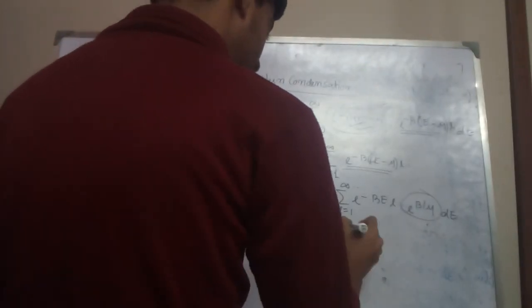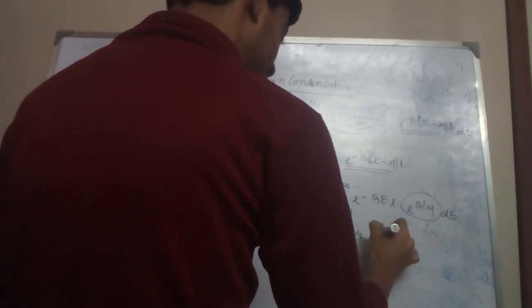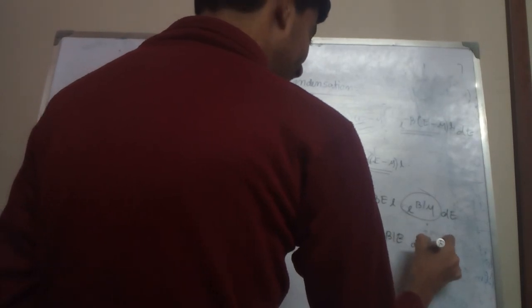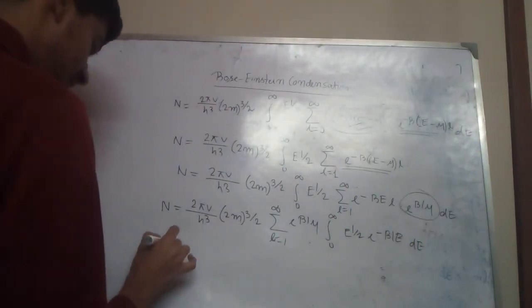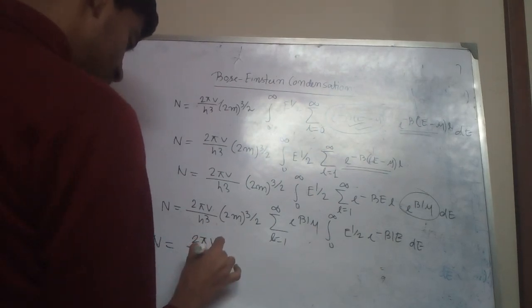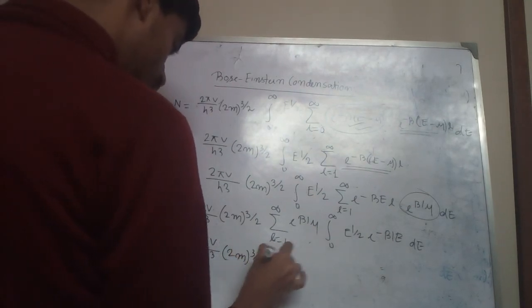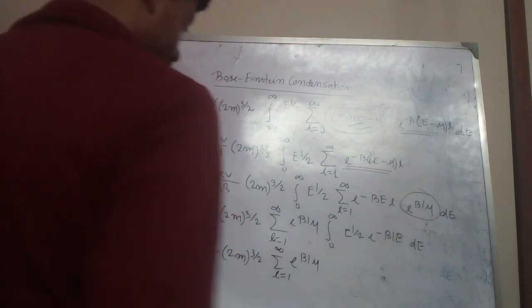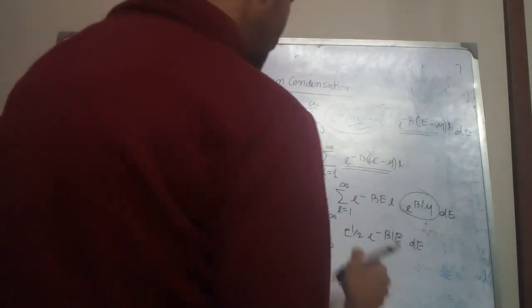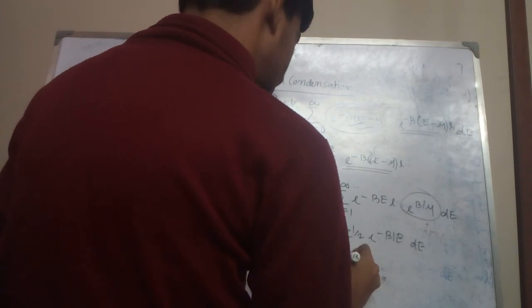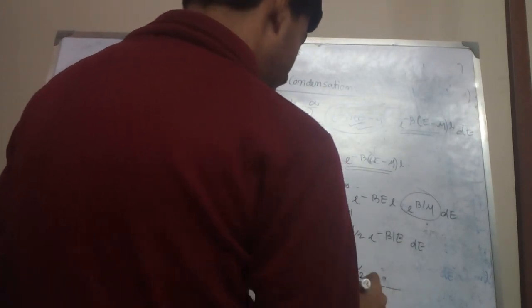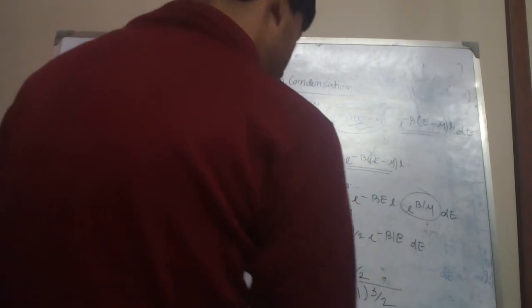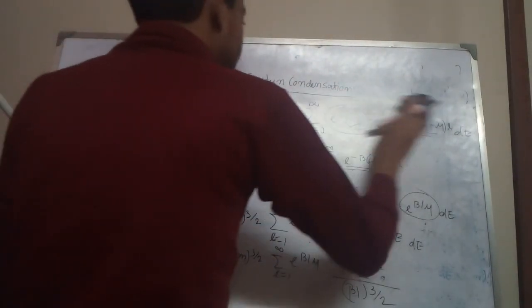We bring it beside the integration. So the integral from 0 to infinity of epsilon to the power half and e to the power minus beta L epsilon d epsilon, times 2 pi V by h cubed (2m) to the power 3 by 2, L running from 1 to infinity e to the power beta L mu. This integration is gamma 3 by 2 by (beta L) to the power 3 by 2. So what is the value of N?